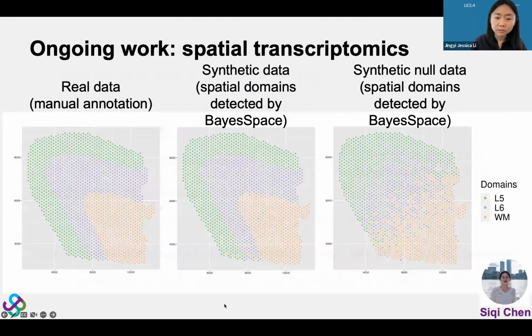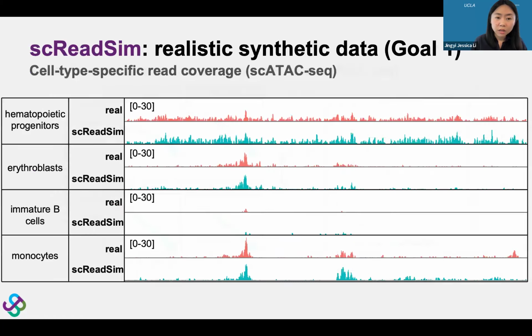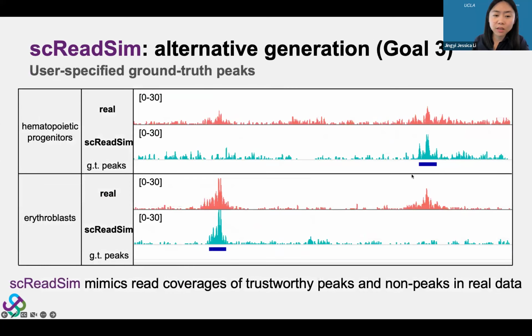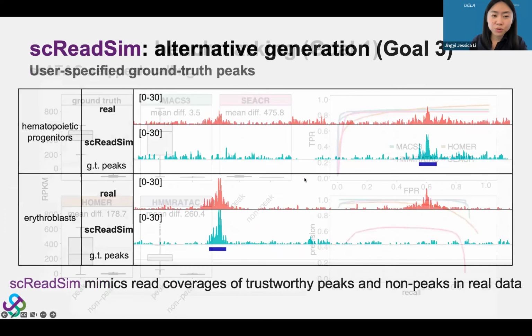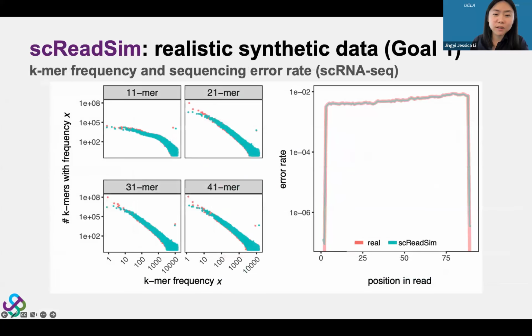Sorry, I'm not including that here. My bad. Okay, so we can mimic the real data, but in this generation, we specify where the peak locations are. Here we specify this is the peak, this is the peak. Using our defined peaks and non-peaks, we can do some benchmarking. We also try to mimic the sequencing error and the k-mer frequency in the real data, to make sure the reads are like real data.